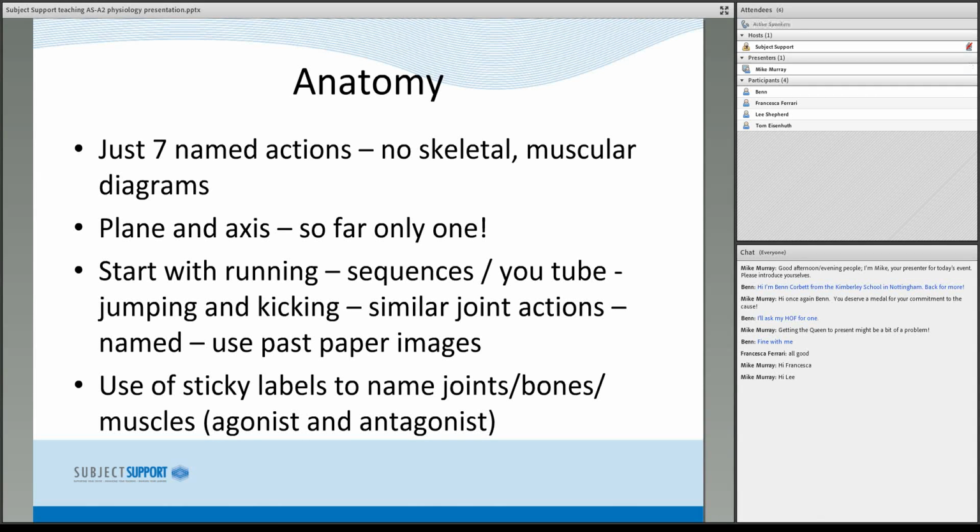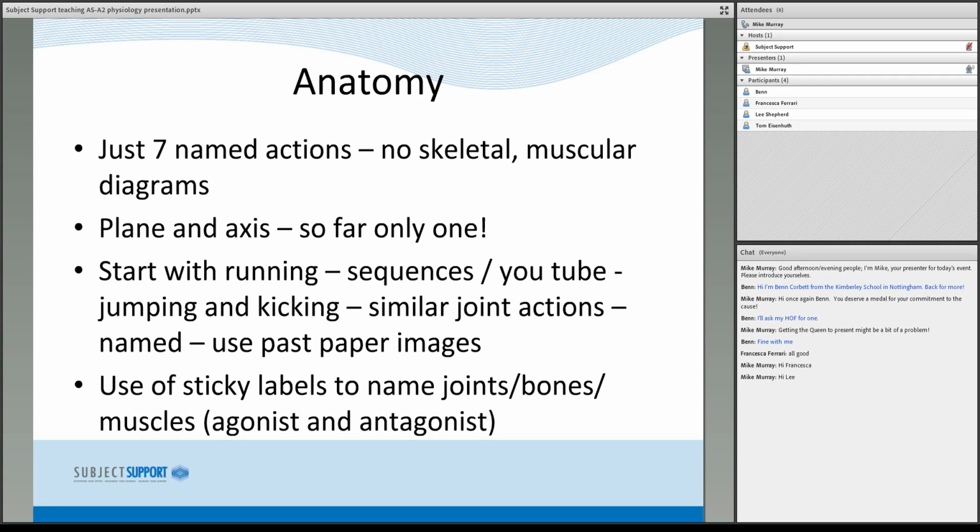It's going to be detailing the 7 named actions, and those actions, if I can remember rightly, are running, jumping, kicking, squat, tennis forehand stroke, throwing, and press-ups. So just 7 named actions, and invariably one of those is on the exam paper. So far there's never been 2 named actions on the exam paper, and there's never been none either. So make sure you work with just those 7 named actions.